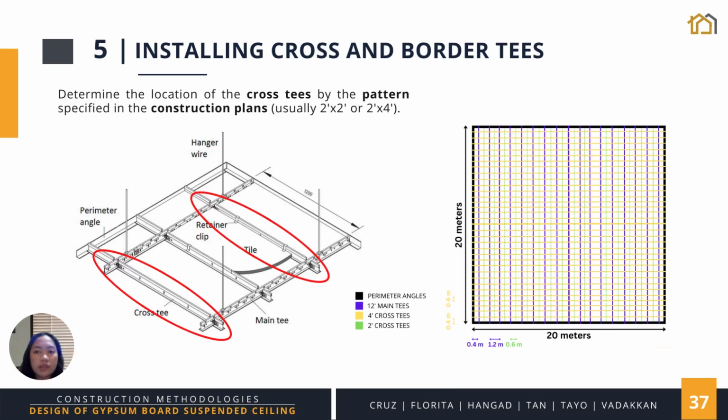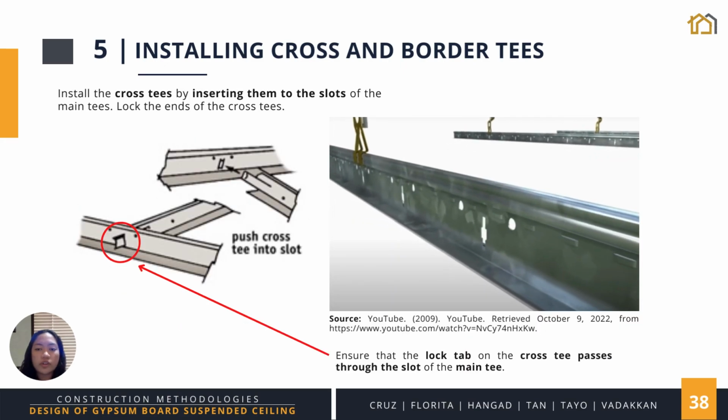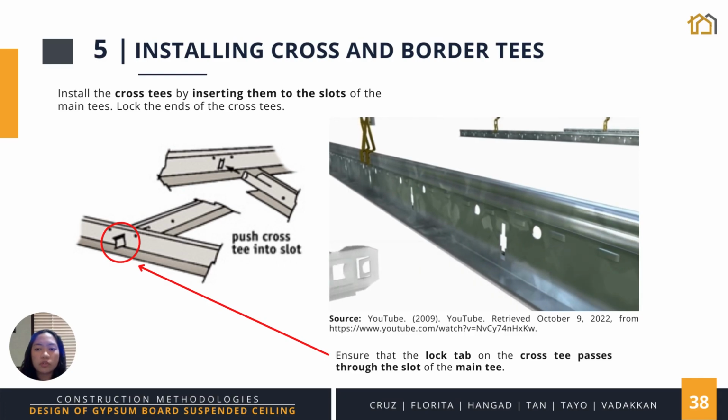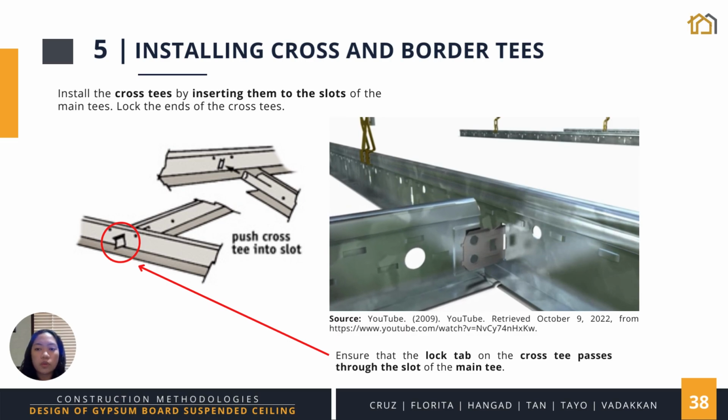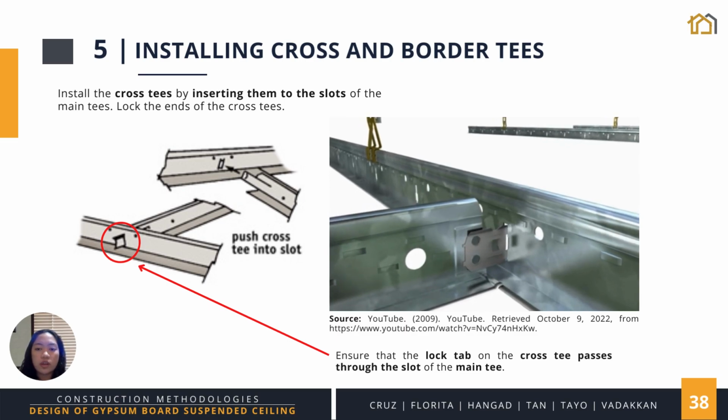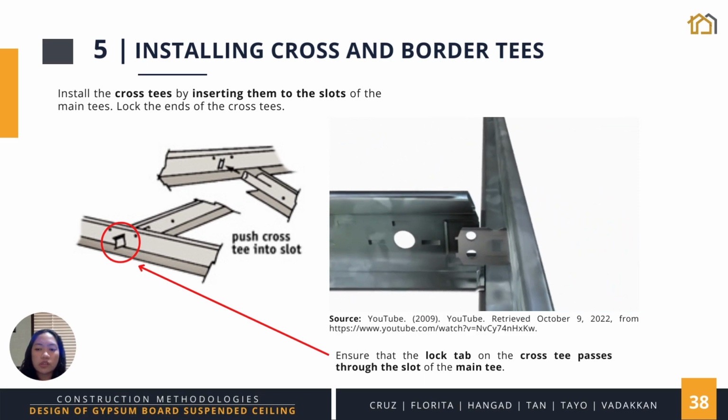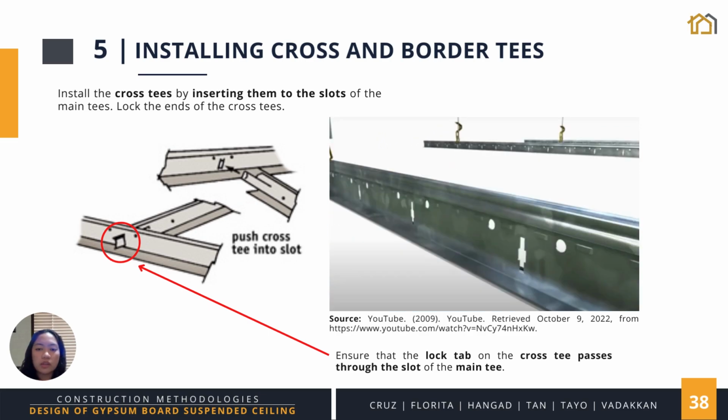Following the installation of the main T's is the placement of the cross and border T's. Similar to the previous steps, we need to first locate the position of the cross T's by the pattern specified in the construction plans. In the sample plan we have, they are yellow and green lines, spaced 4 feet and 2 feet respectively. To install the cross T's, we need to insert them into the slots of the main T's and lock their ends. As shown in the video, we need to push the cross T into the slot and make sure that the lock tab on the cross T passes through the slot of the main T.